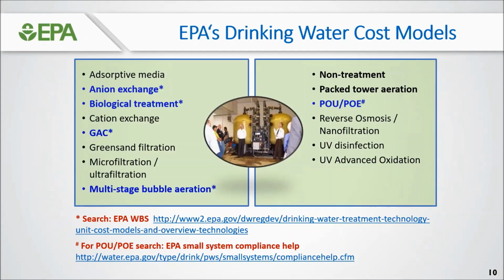Okay, a little bit about EPA's cost models that I'll also be covering. There are a number of different cost models that EPA has put together. The Office of Water is the lead on this, and they do these for setting national regulations, but they also have other uses, as you'll see today. The ones in blue or bold are the ones we'll be covering today. So we will be covering anion exchange, biological treatment, GAC, and point-of-use, point-of-entry processes. And the links are down there below if you're looking at those different technologies and cost models.